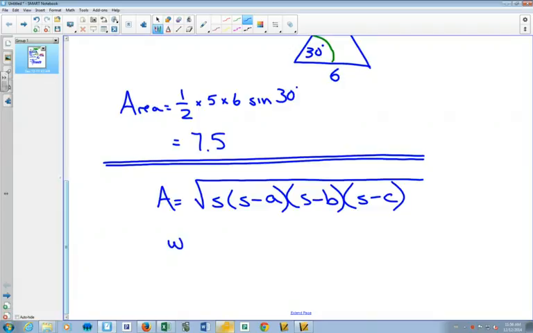And in addition to this, you have to know what S is, and S is equal to A plus B plus C divided by 2. That's the formula. S, we're going to have to write that. That is the whole entire formula. You know what? This is called Heron's formula for area. He's an old mathematician from Greece.